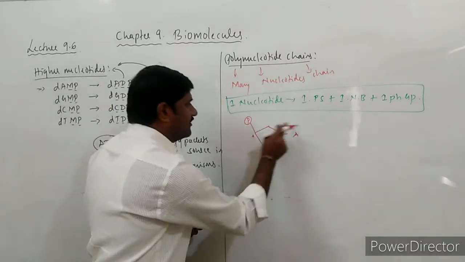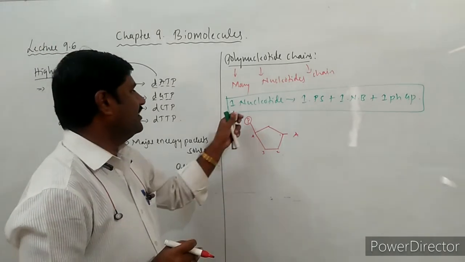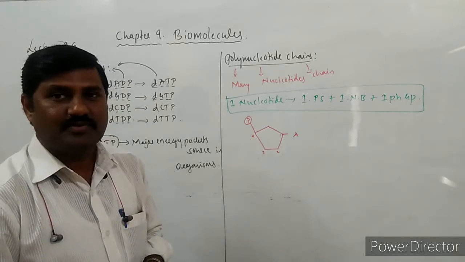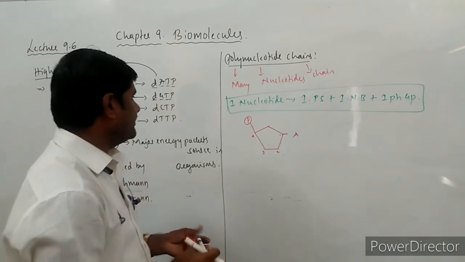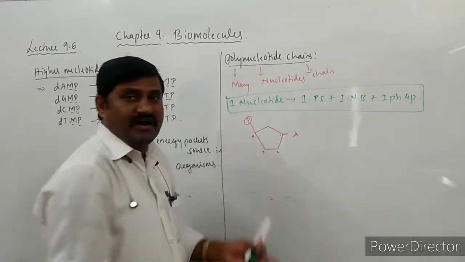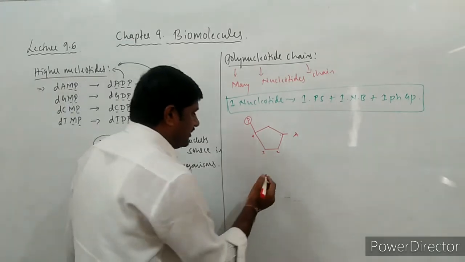All these three together form one nucleotide. One nucleotide is formed over here. Very simple aspect. So this is one nucleotide. Such kind of many nucleotides are joined over here. I shall draw the same thing.